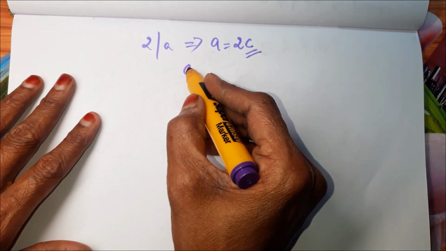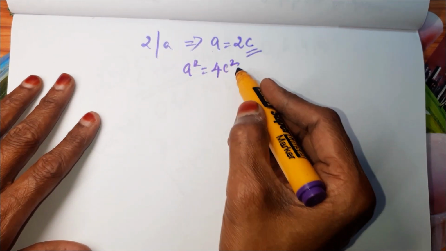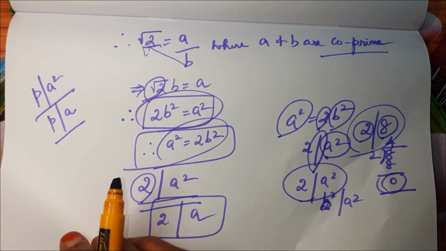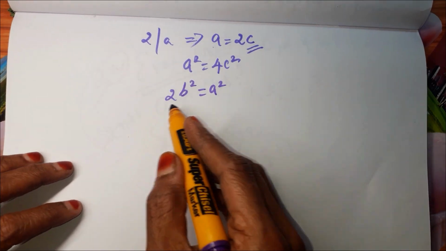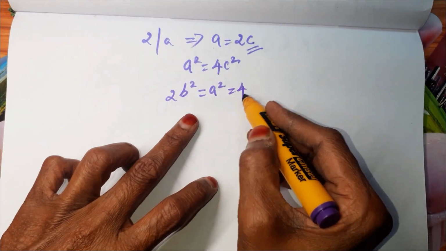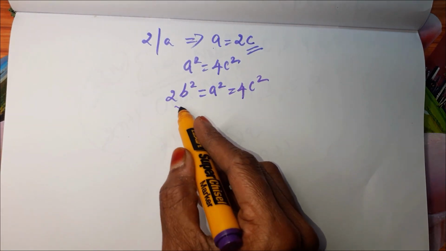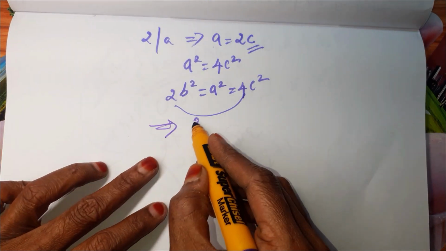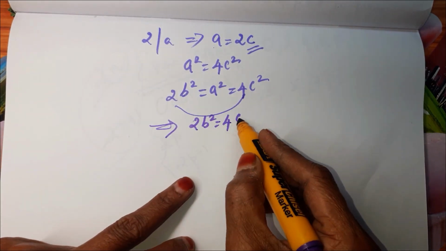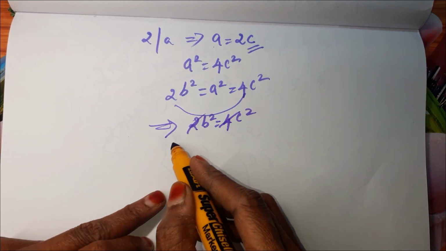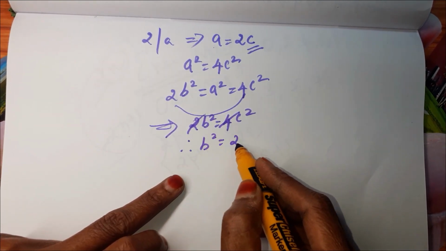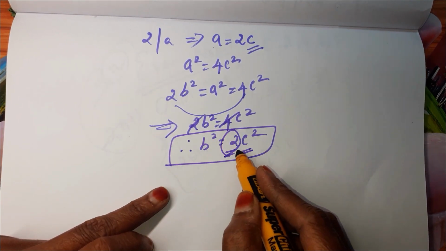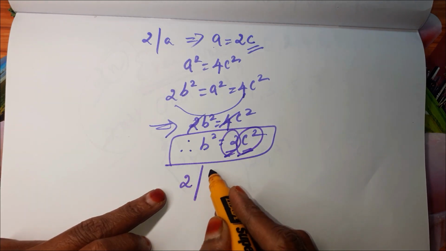Now squaring both sides, a squared is equal to 4c squared. Already we have 2b squared is equal to a squared; this we are going to use now. So 2b squared is equal to a squared, which is equal to 4c squared. Combining these two together, 2b squared is equal to 4c squared. Cancelling 2 on both sides, we get b squared is equal to 2c squared. Now b squared is a product of 2 and c squared. So this is one factor and this is another factor. Therefore 2 divides b squared.